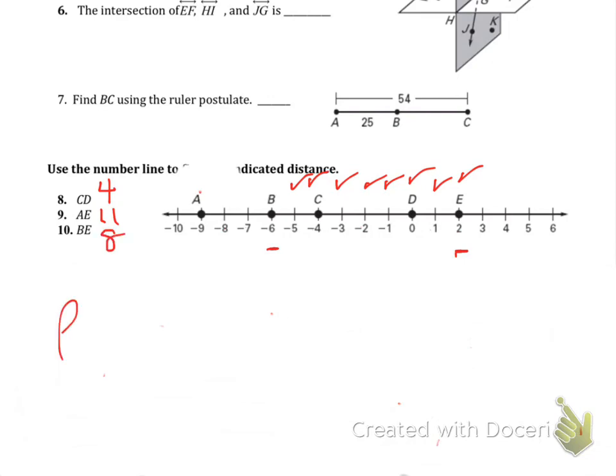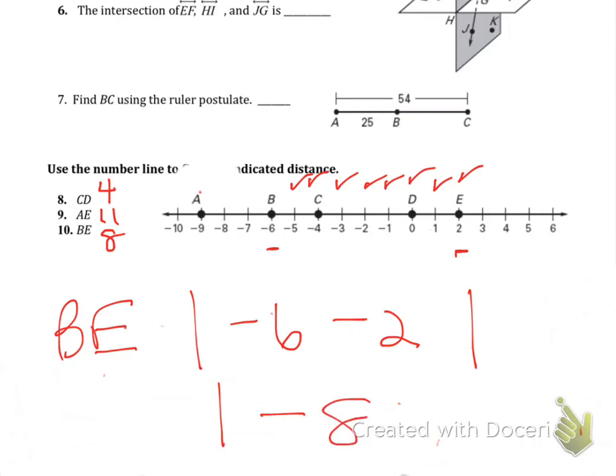Now we can do the same thing without counting, using absolute value. To get that length, I'm going to say negative 6 minus 2. That gives me negative 8. The absolute value of negative 8 equals 8, and they both check. So that's the end of most of the first page. We've got a couple more problems to do, so I'm going to pause for a second, come back, and we'll do 11.